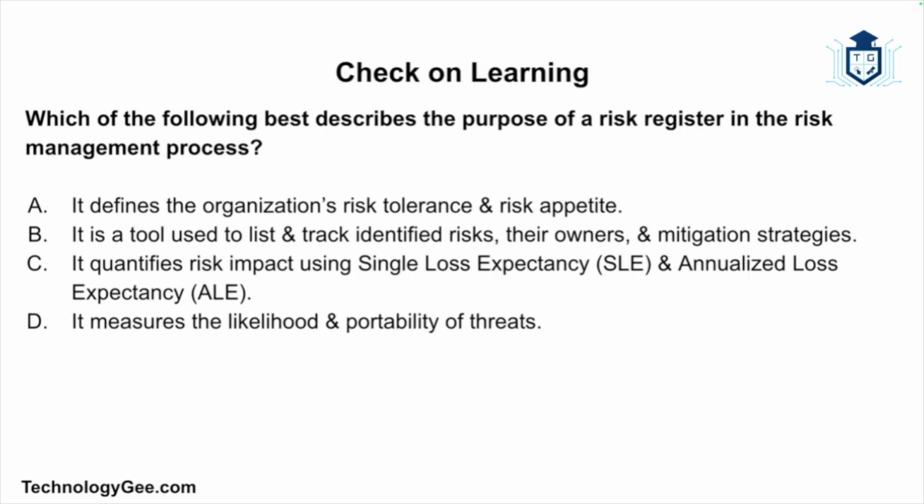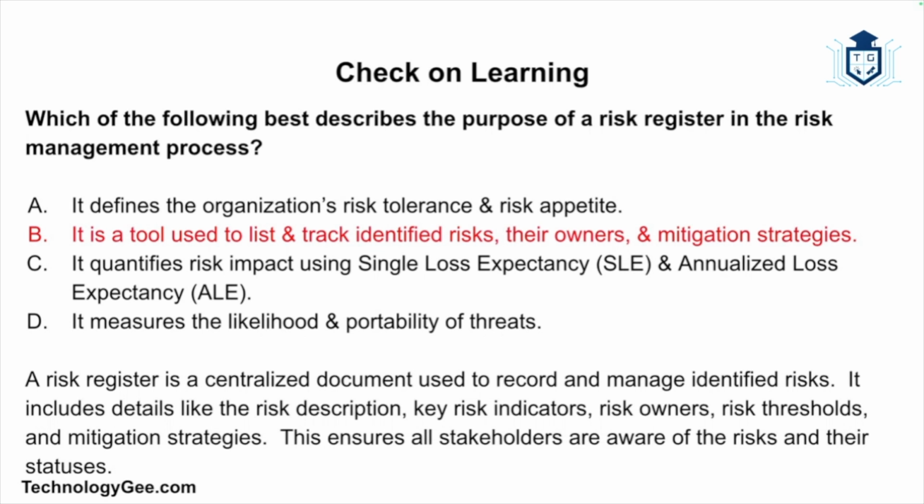Now, with all of that being said, let's do some of this outstanding check on learning. So the first question is, which of the following best describes the purpose of a risk register in the risk management process? Is it defines the organization's risk tolerance and risk appetite? It is a tool used to list and track identified risks, their owners, and mitigation strategies. It quantifies risk impact using single loss expectancy and annualized loss expectancy, or it measures the likelihood and probability of threats.